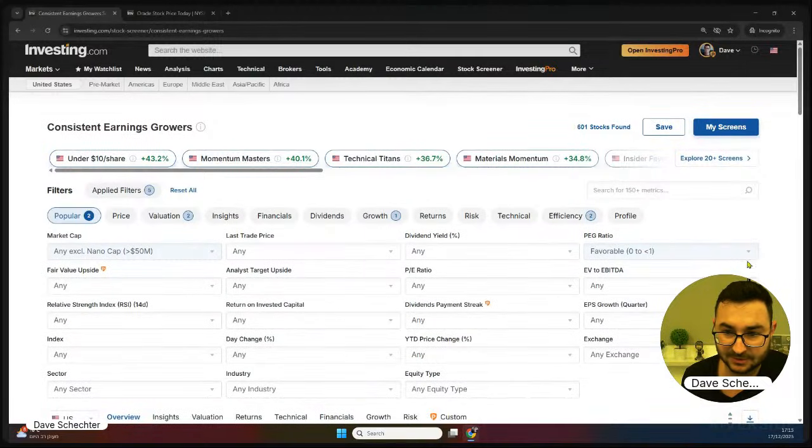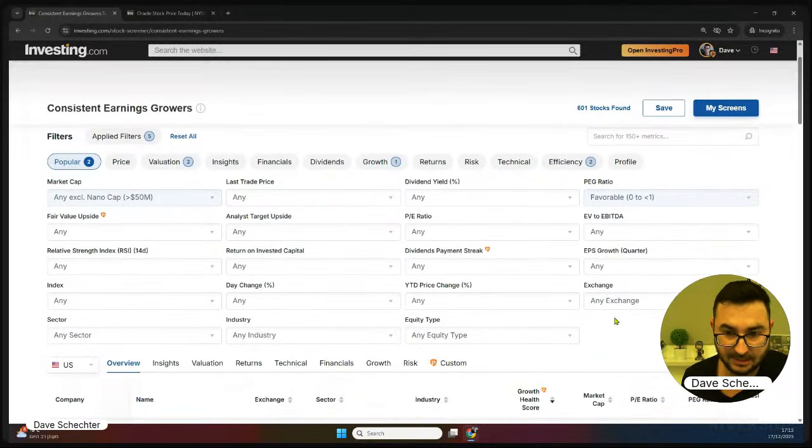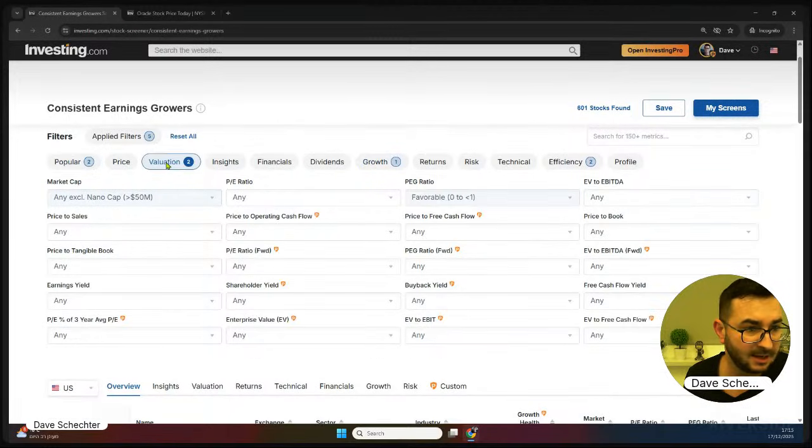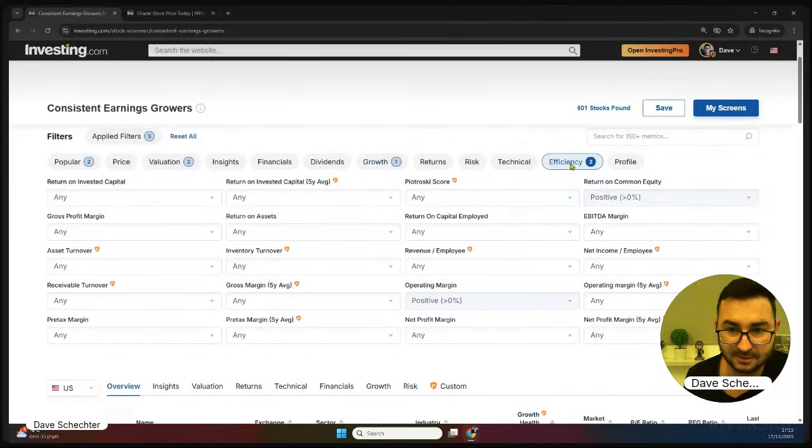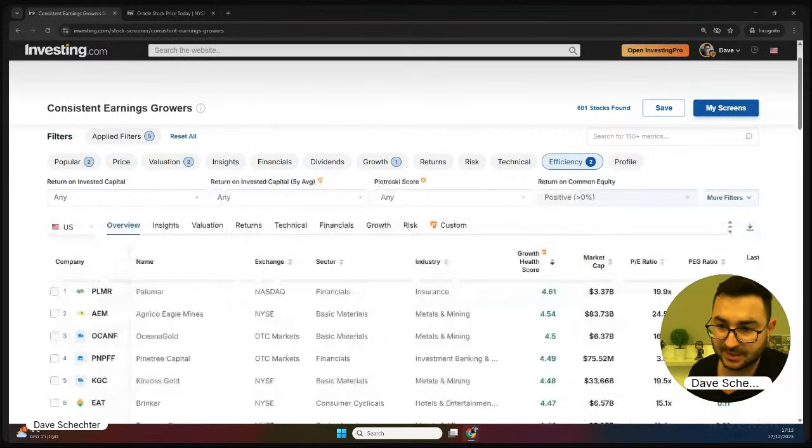If I click on more filters, I can see all of the metrics that I can modify. And I see on this preset screen that we're excluding any nano caps and that the PEG ratio is favorable. Let's also take a look at what's under the hood here. I see that EPS 5-year growth is positive, and return on common equity is positive, and the operating margin is positive. Excellent. So if I want to collapse all of these metrics to lower my noise to signal, then I can do that.